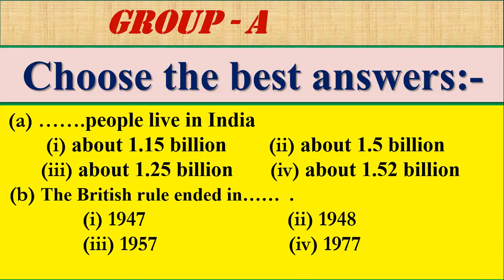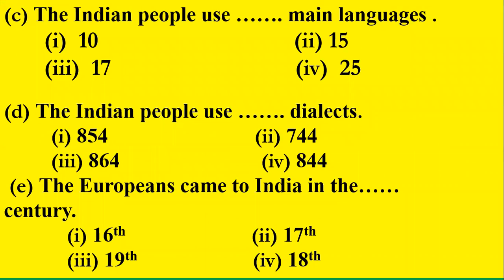Question B: the British rule ended in dash. Option 1, 1947. Option 2, 1948. Option 3, 1957. Option 4, 1977. Question C: the Indian people use dash languages. Option 1, 10. Option 2, 15. Option 3, 17. Option 4, 25.